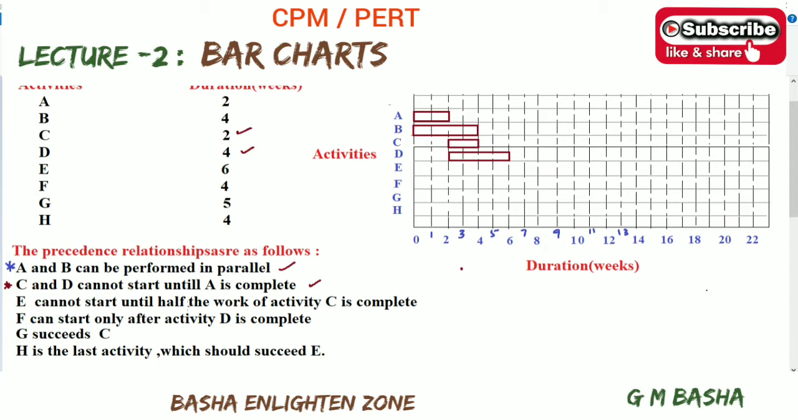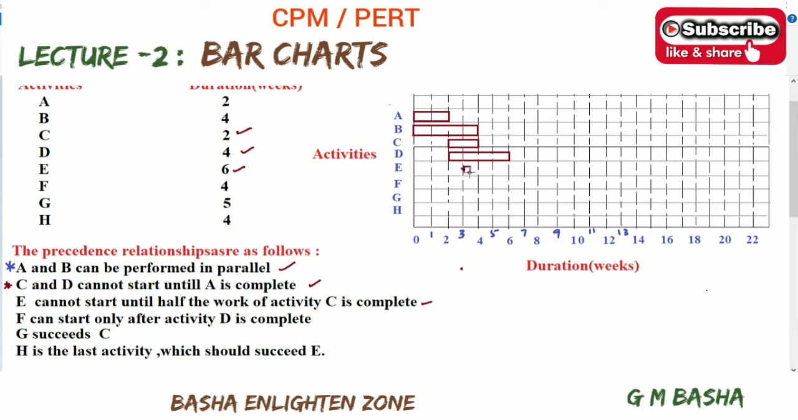E cannot start until half the work of activity C is complete. So C's duration will be 2 weeks, taken from 2 to 4. Half of the work means exactly 1 week, that is 3. Means E can start at half of the work of C, and the duration of E will be around 6 weeks, starting from the third week of C.